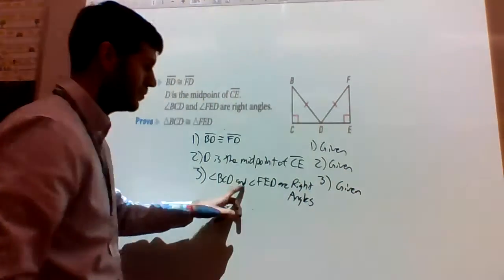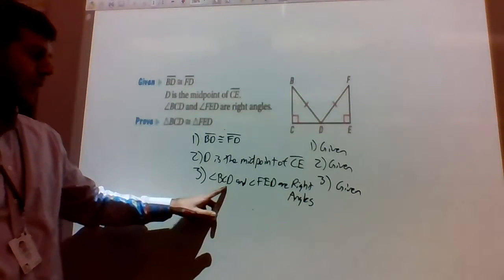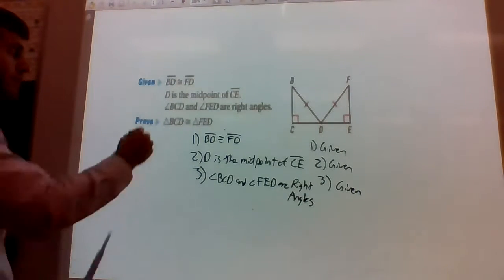And that should jump out to you. Since this is about hypotenuse leg, we probably are going to say that triangle BCD and triangle FED are right triangles. Okay, that should jump out at you right away. But let's follow the process. Step 1 in the process is to write the givens. We've written the givens. We had 3 givens. We wrote all of them.